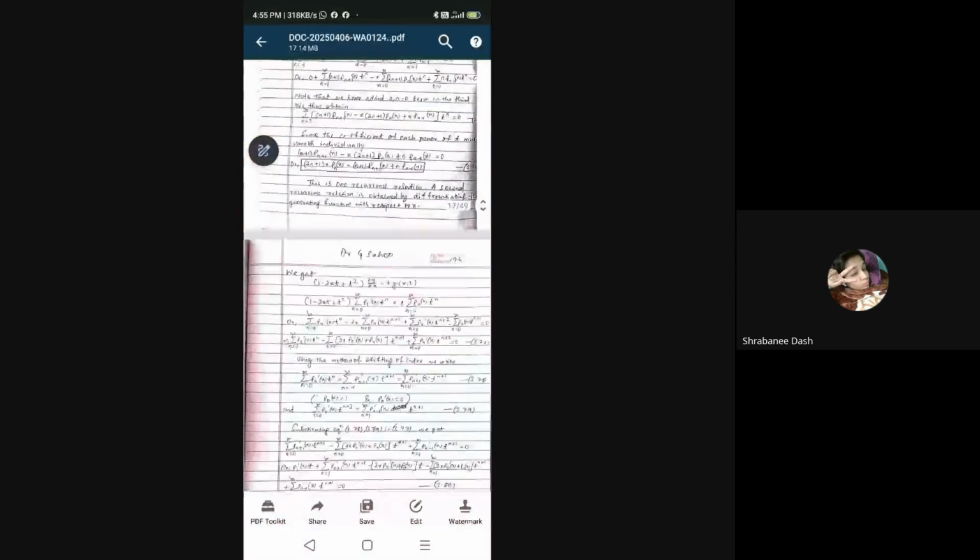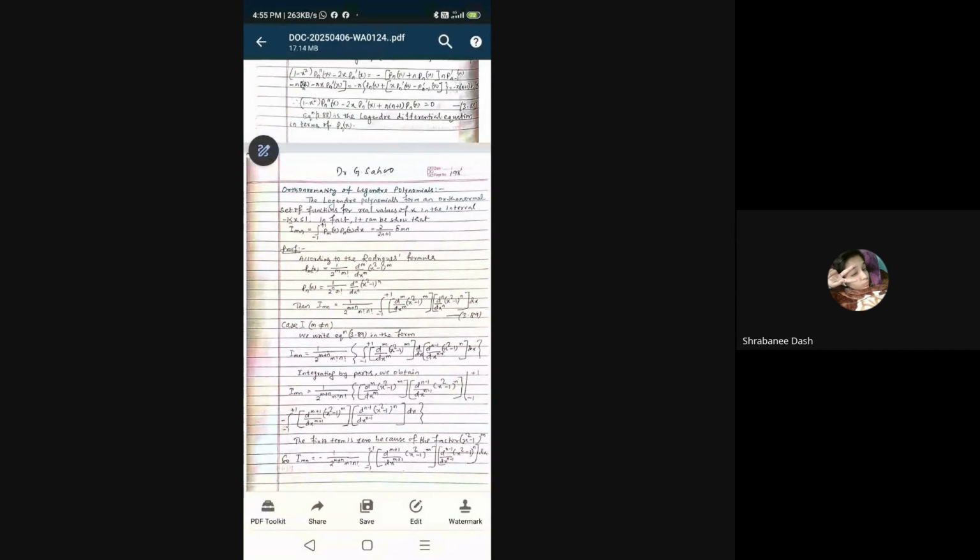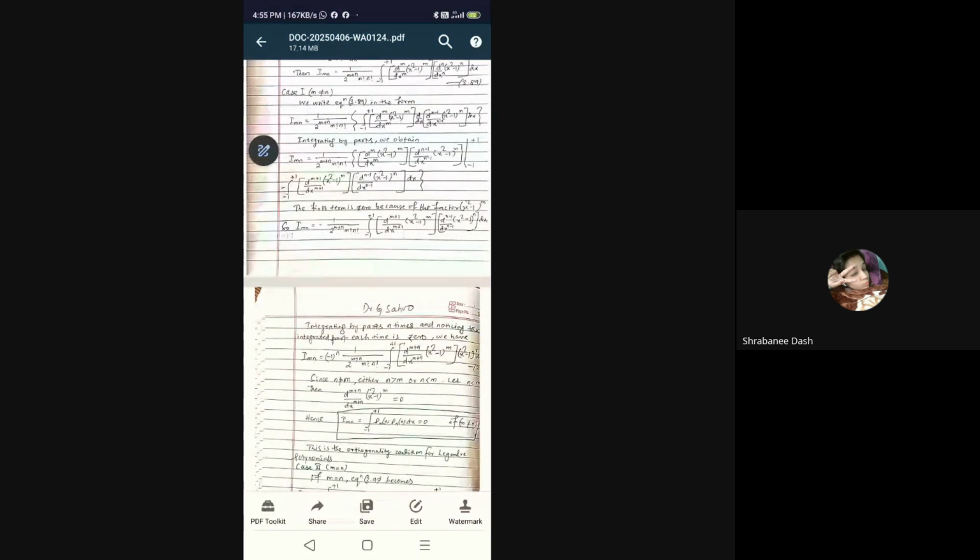Then you have the orthonormality and orthogonality conditions for Legendre, Hermite, Bessel's, associated Legendre, Laguerre, and other polynomials. The proof is shown on the screen for the Legendre polynomial: I_mn is equal to the integration from -1 to 1 of P_m(x) P_n(x) dx.